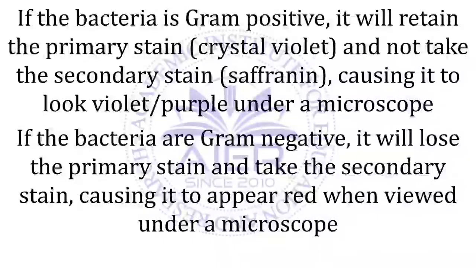So as I told you earlier, and as is mentioned here again, if the bacteria is gram positive, it will retain the primary stain, crystal violet, and not take the secondary stain, causing it to look violet or purple under the microscope. And if the bacteria is gram negative, it will lose the primary stain and take the secondary stain, causing it to appear red when viewed under the microscope.